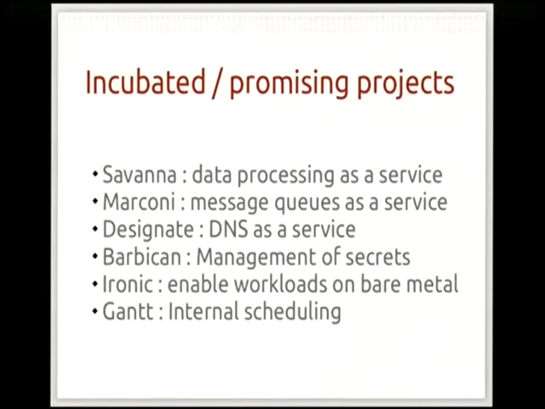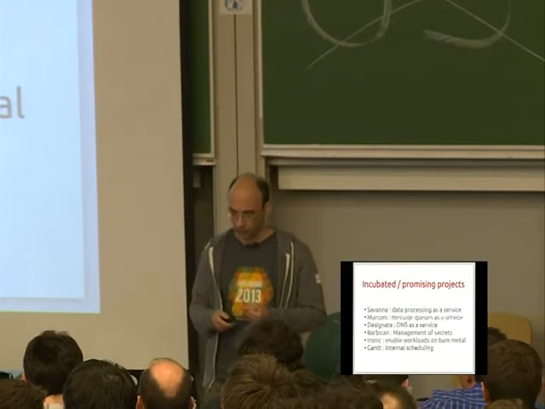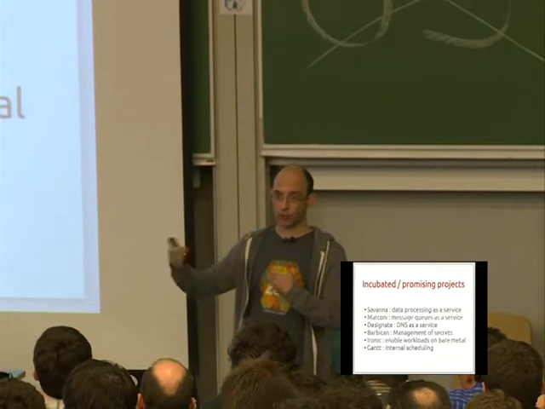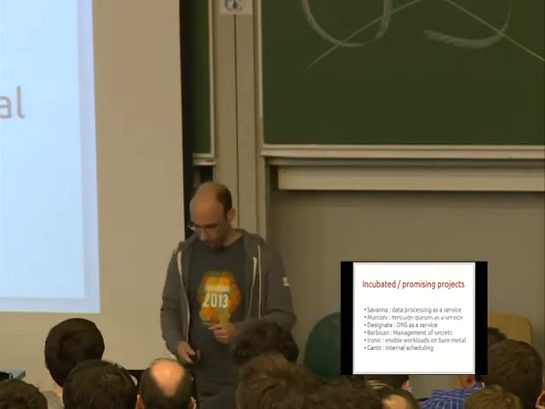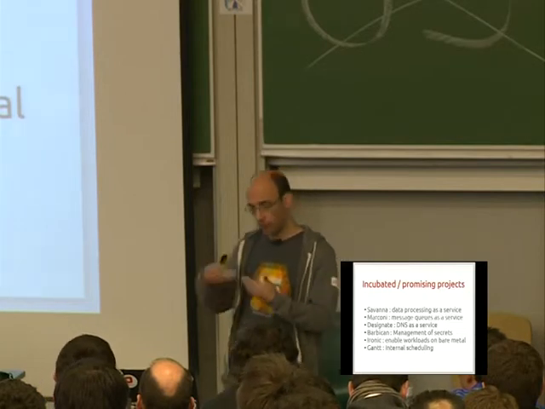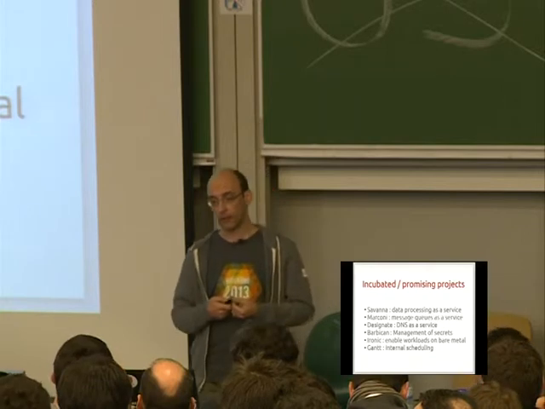There are other projects that are just bubbling up to the top now. Savannah is data processing as a service. It actually uses Hadoop right now, so you can push jobs and retrieve results. Marconi is message queues as a service, so you provision a message queue, then you push messages and you retrieve messages. Designate is DNS as a service, so you interact with name services through a REST API.